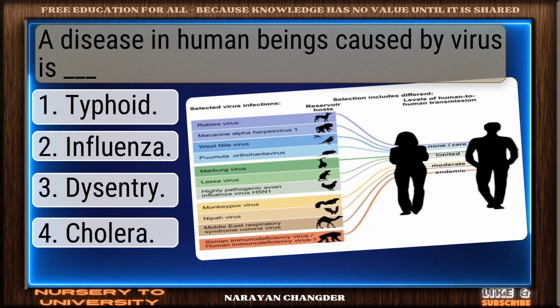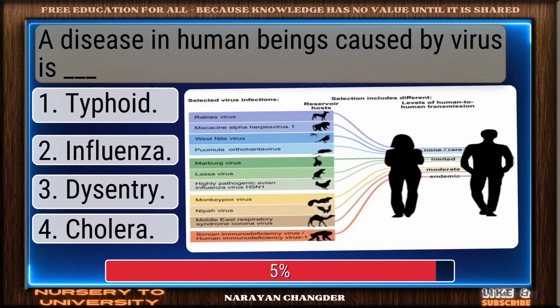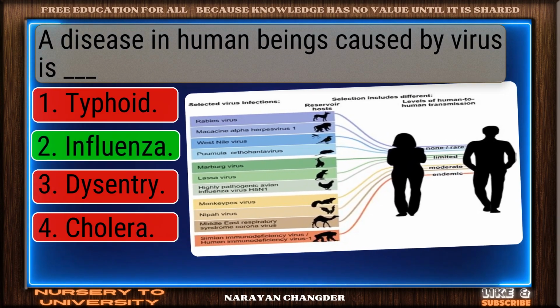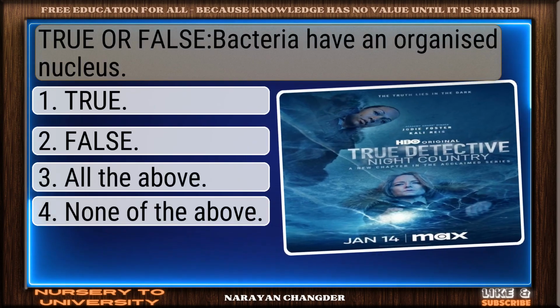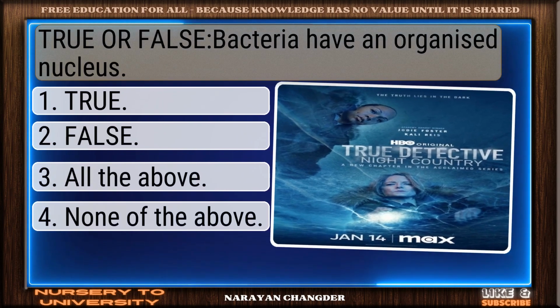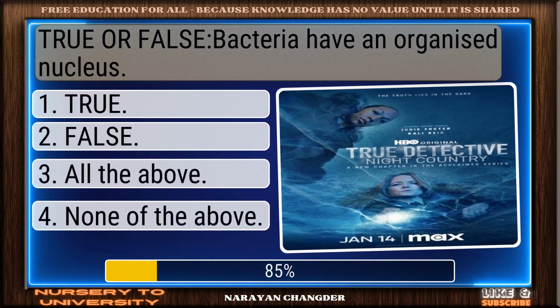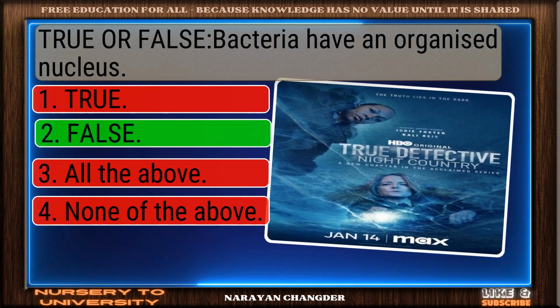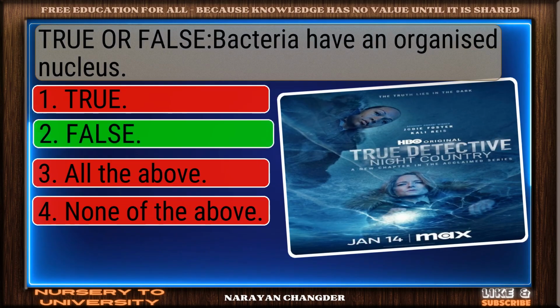A disease in human beings caused by virus is dash. You're right. Influenza is the correct answer. True or false? Bacteria have an organized nucleus. Clear logic. Your choice false is sound and 100% true.